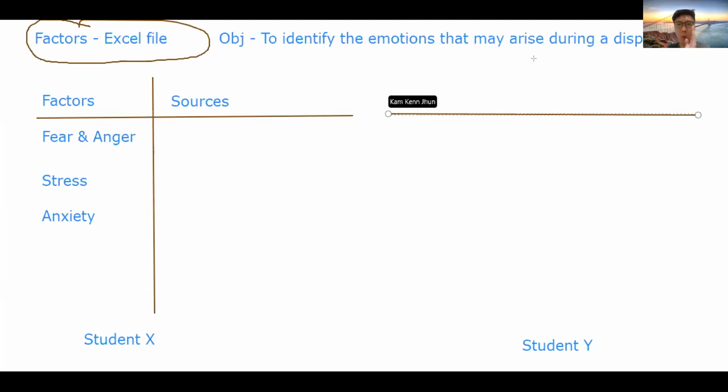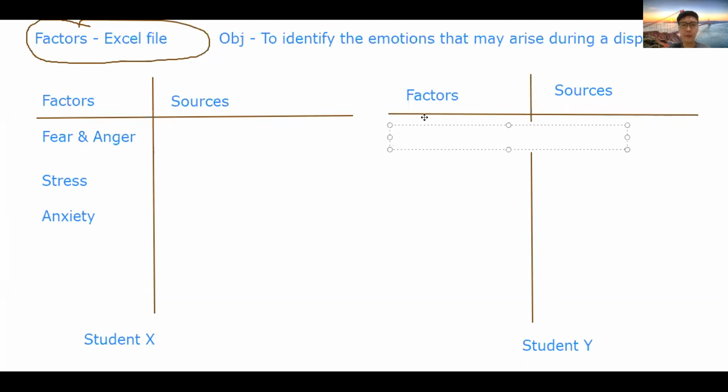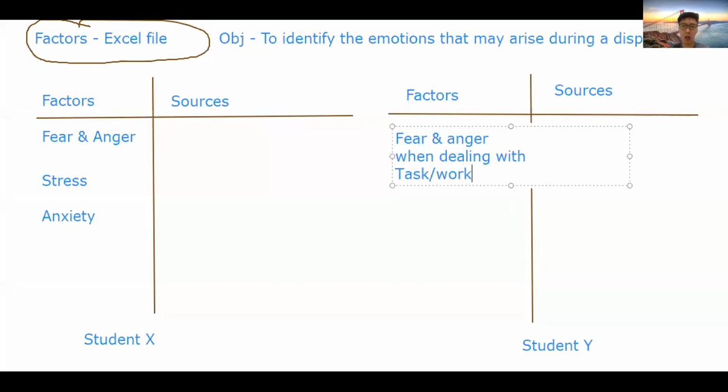Ivan, I want you to do what I did in student Y, okay? Do this. So you will get more information, very good information. So look at student Y 2. Factors, sources. Fear and anger when dealing with tasks, work, job.